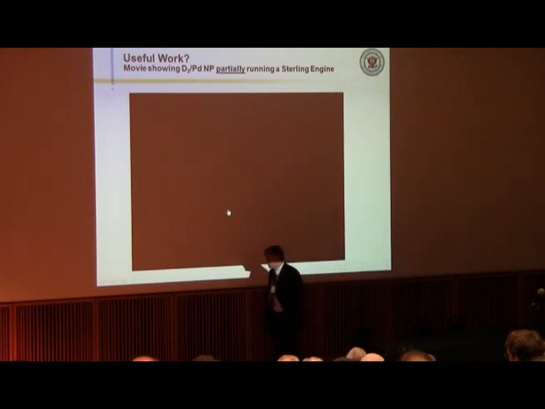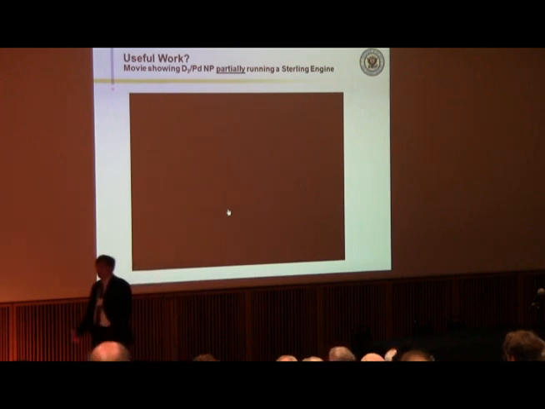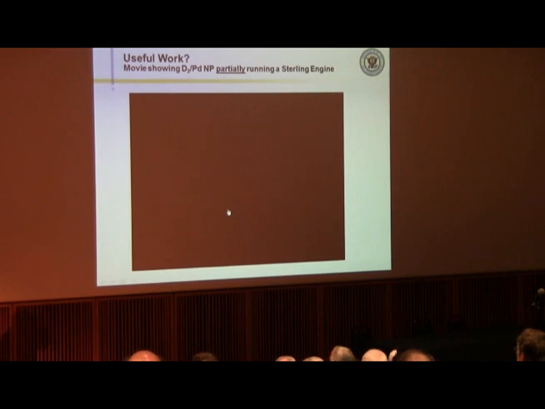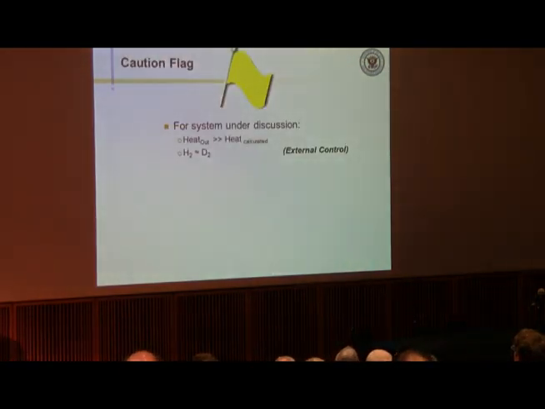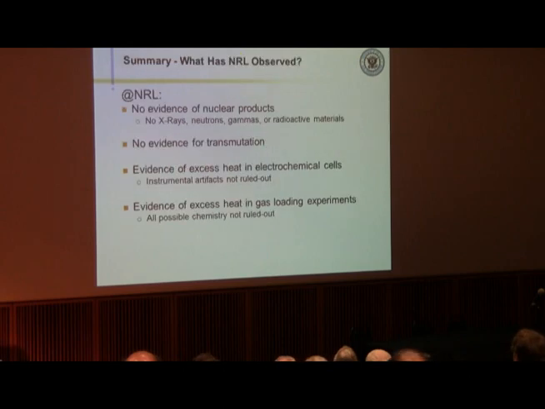Every day I wake up and say, you know, today is the day that I'm going to make the last 2 or 3 years of my life worthless because we haven't checked the last box to get rid of the chemical energy. So the control that we're worried about is hydrogen deuterium approximation. So for NRL, our chart of happiness for gas loading is at 50%. We're not sure about that.